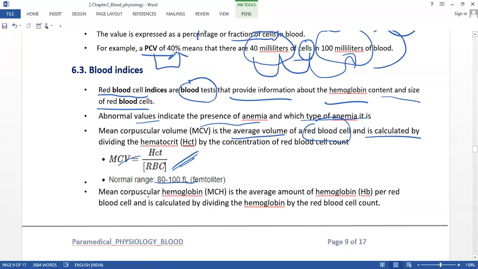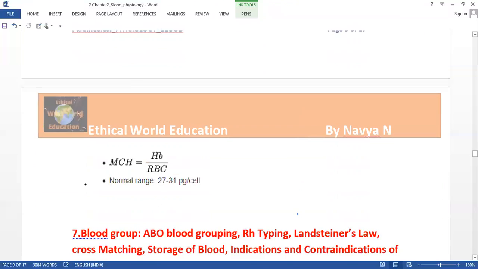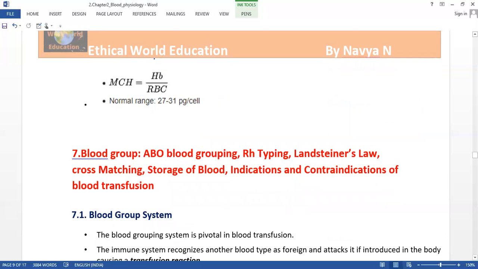Mean corpuscular hemoglobin is the average amount of hemoglobin per red blood cell. It is calculated by dividing the hemoglobin by the red blood cell count, and the normal value is 27 to 31 pg per cell.